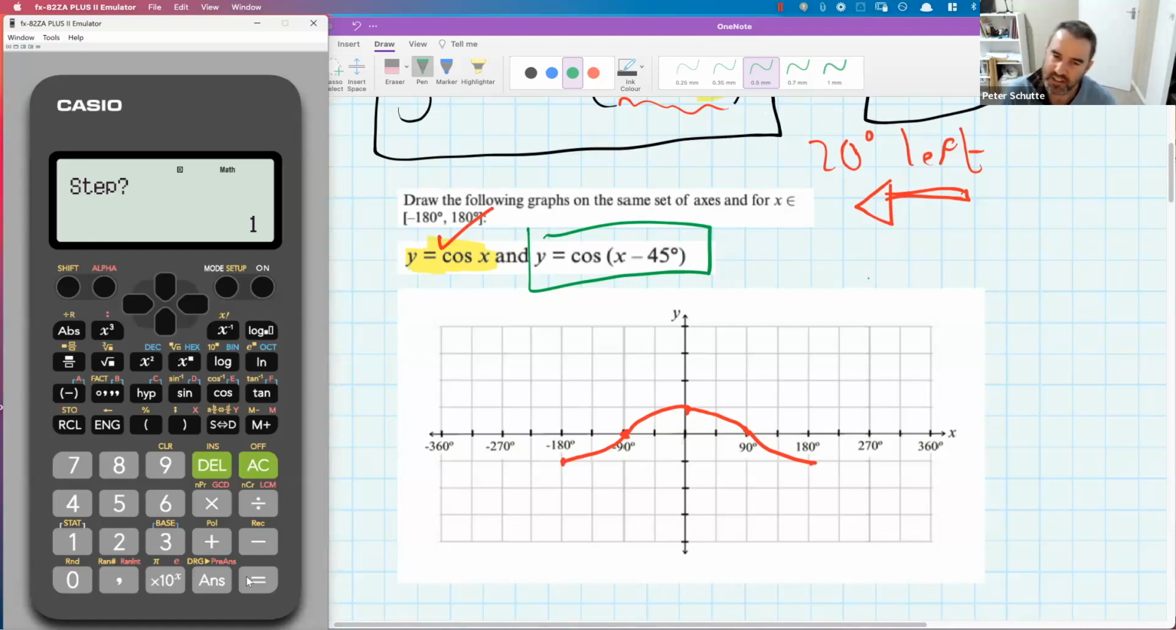I'd love to see some comments about how you're finding it. So does it make sense? What size should we make the step size? I'm curious to know, based on what you're seeing on your calculator, if you make the step size 90, let's see what happens if we make the step size 90.